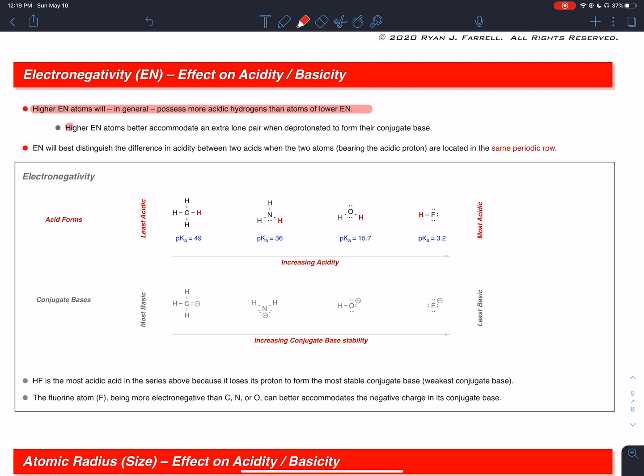Higher electronegativity atoms in general possess more acidic hydrogens than atoms of lower electronegativity. This is because higher electronegativity atoms better accommodate the extra lone pair in the conjugate base once they have been deprotonated. And let's look at some examples.